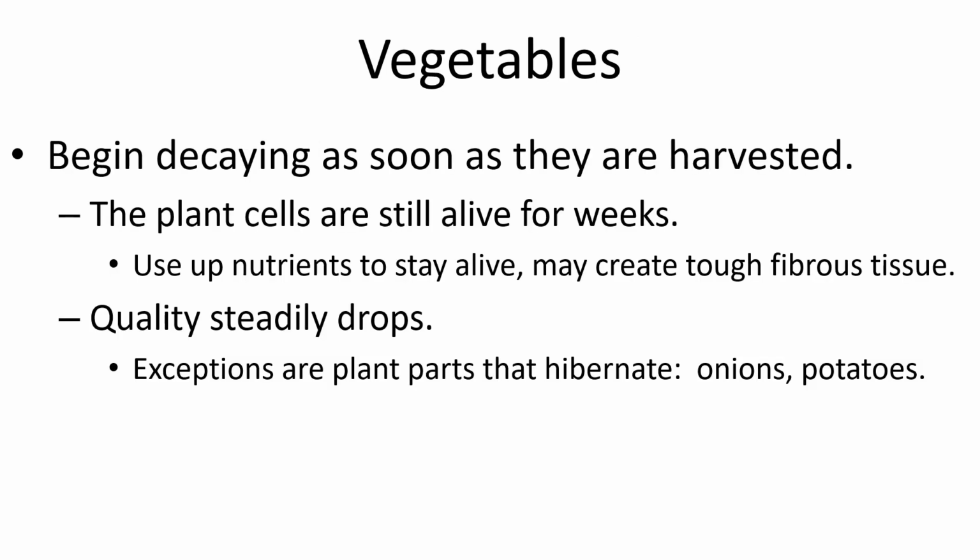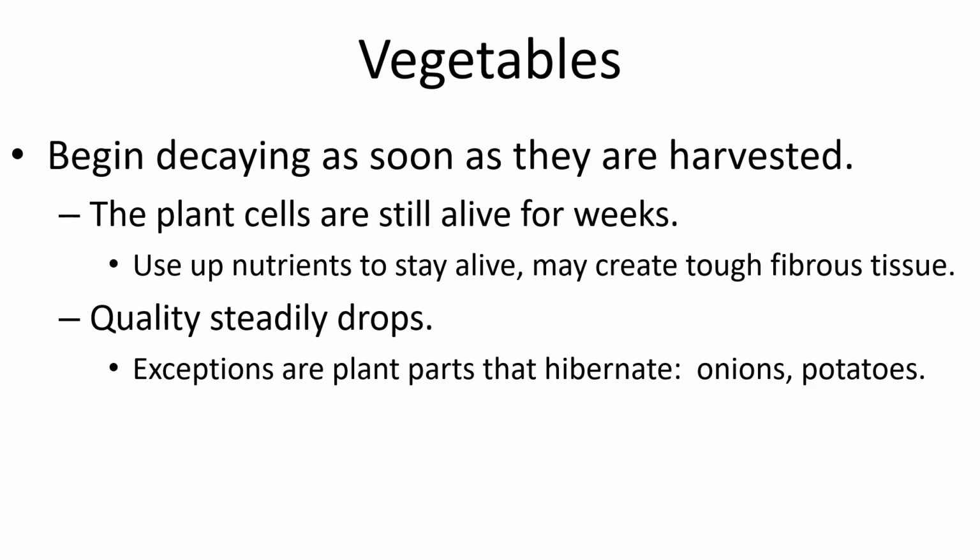Note that where the cells in meat die fairly quickly after the animal is slaughtered, the cells in produce are typically still alive for weeks after harvest. Because these plant cells are still alive, the cellular respiration and metabolism are still occurring. This means that the nutrients present at harvest continue to be used up by the still living cells, which will reduce the nutritional value and may create relatively tough, fibrous tissue.